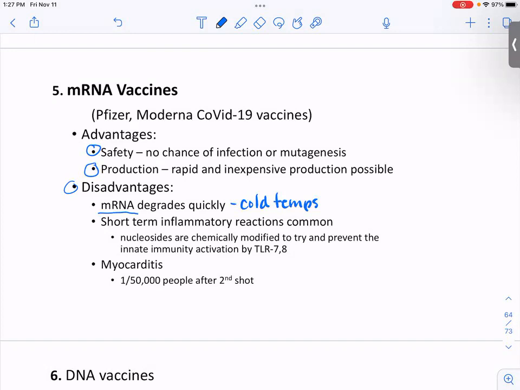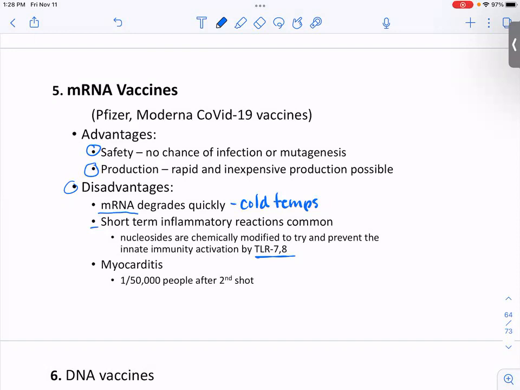Short-term inflammatory reactions are maybe a little bit more common for this type of vaccine than they are for others. We have toll-like receptors that will recognize types of nucleic acid that aren't our own. Okay, so we talked about macrophages having toll-like receptors that recognize PAMPs. An RNA from a virus would be detected as a PAMP. So there were hurdles to try to prevent RNA immunity from having too much of a reaction there.